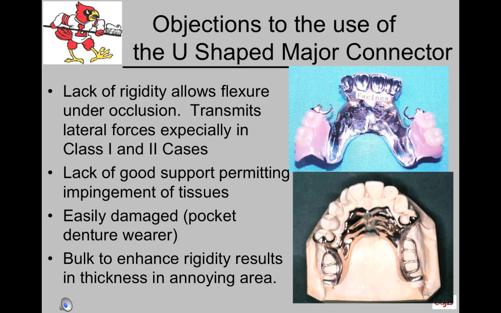The other problem is that this is easily damaged by the person who wears the denture in his pocket. Also, the metal is often in the anterior, as in a Class 1 design shown on the bottom right, without an anterior edentulous area. This is the most annoying area to the tongue when this metal is present.